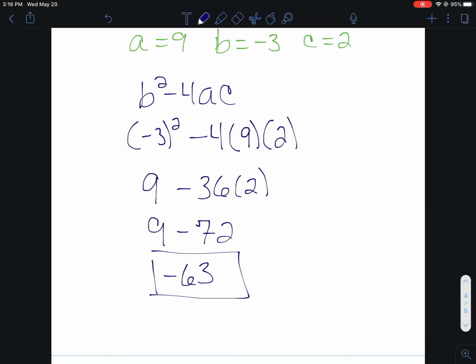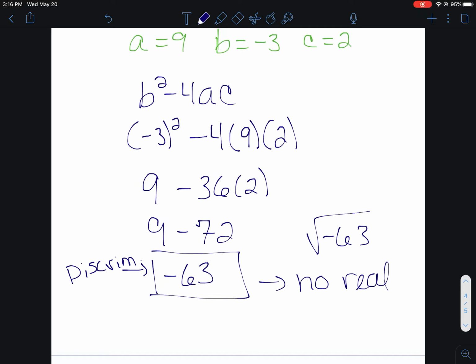So the negative answer for my discriminant tells me, right, we can't really take the square root of a negative answer, so I get no real solutions or no real roots.